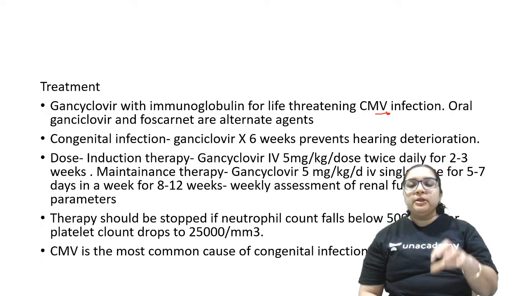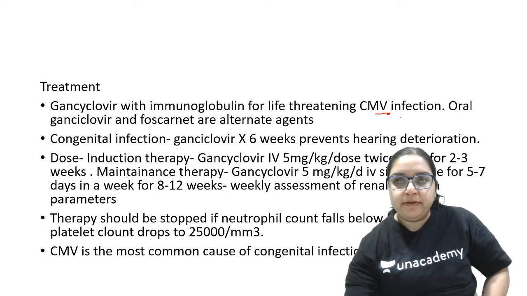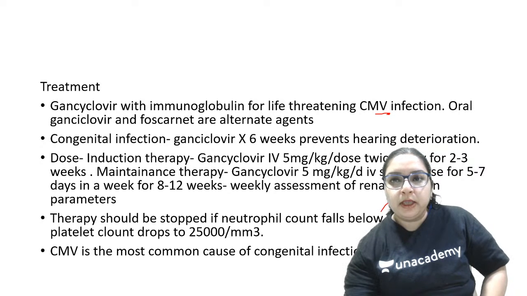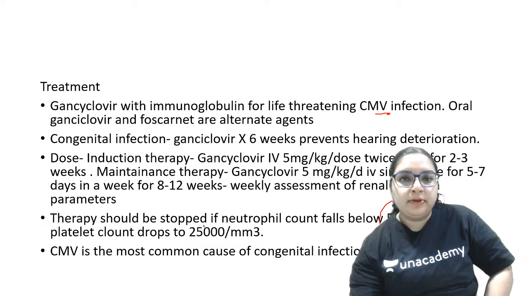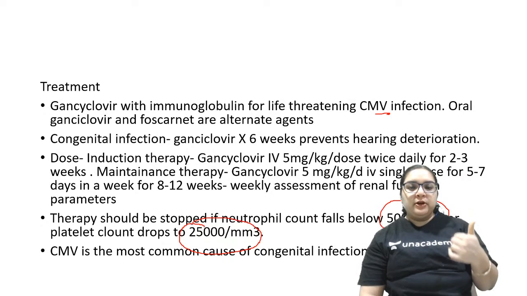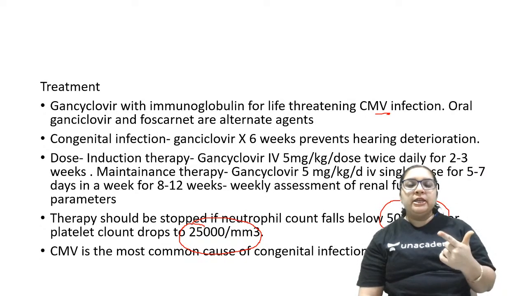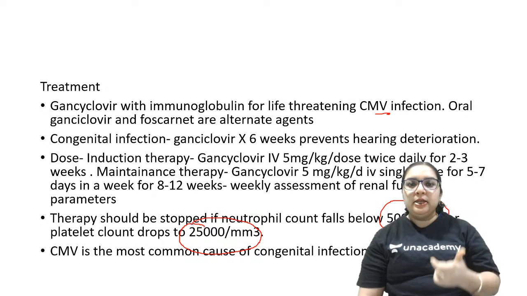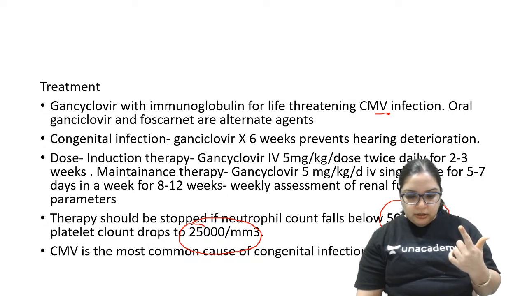Therapy should be stopped the moment you document a low neutrophil count, that is below 500 per millimeter cube, neutropenia, or there has been a thrombocytopenia less than 25,000 per millimeter cube. So these are 2 things that you should remember. The first is the renal function test, and the second is a CBC, where again you will see 2 things, that is neutropenia and thrombocytopenia.